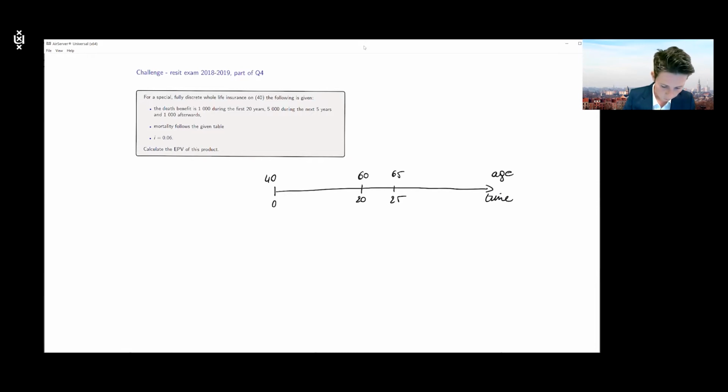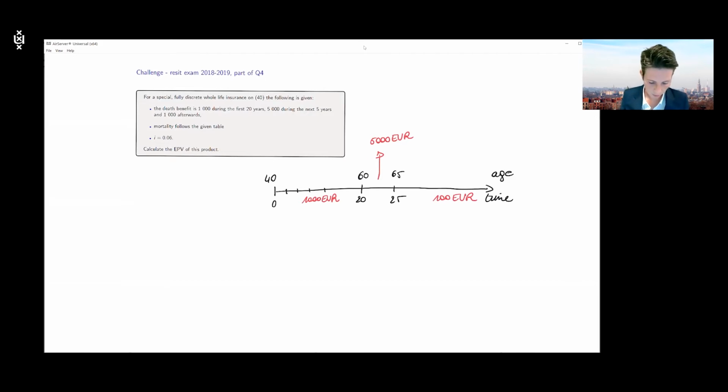Okay, so the death benefit that is covered is 1,000 euros every year for death during the first 20 years. And here the death benefit covered is this 5,000 euros. And then here it's again 1,000 euros, right? So that means if you split this time frame in periods of 1 year, then if you die during a particular year, the death benefit will be paid at the end of the year of death, because it's a discrete product.